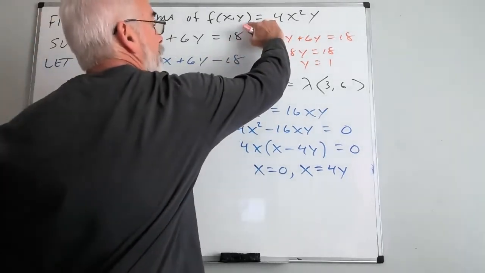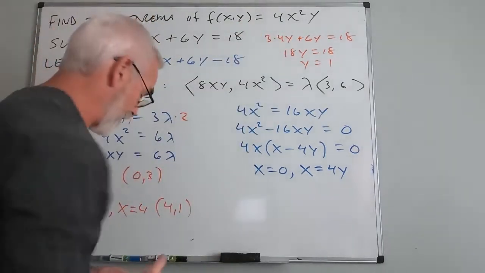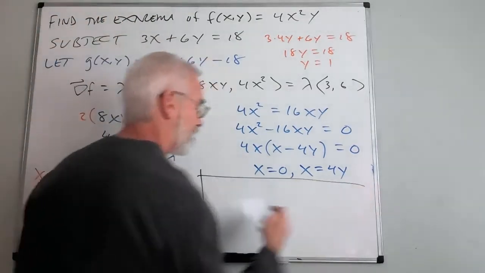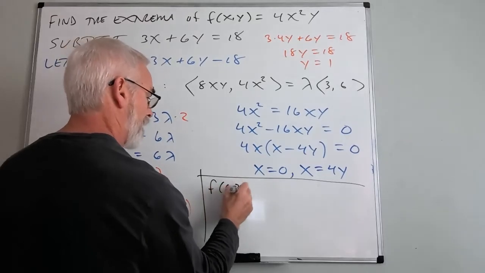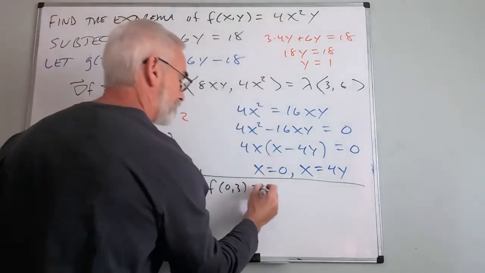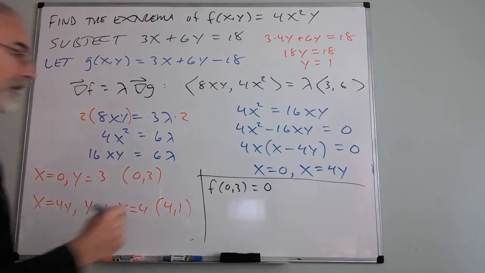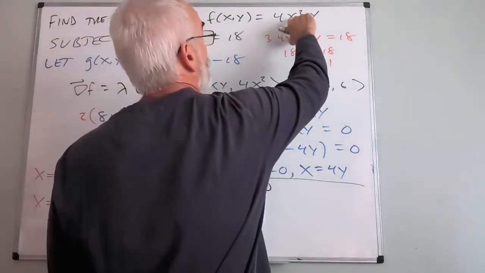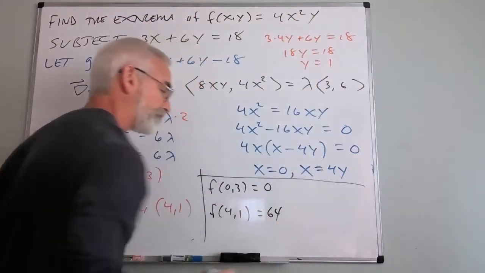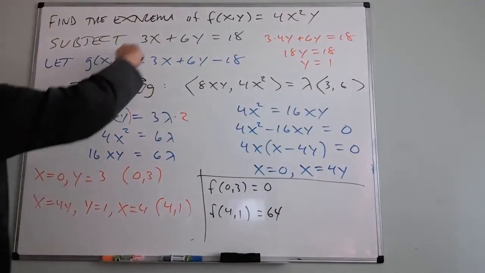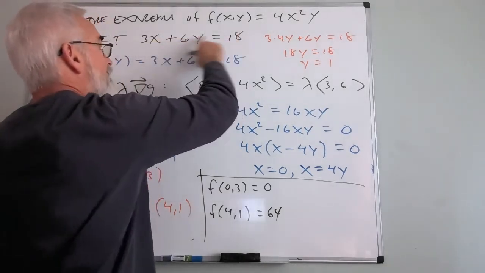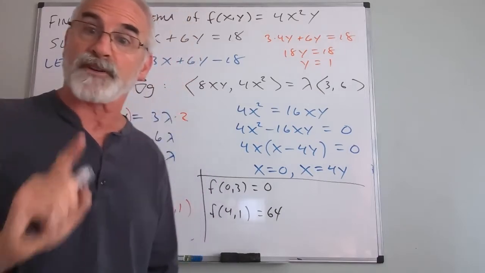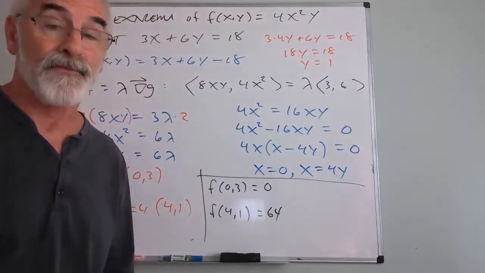I'm going to substitute them into the function that I am actually maximizing or minimizing. So let's start with f of (0, 3), which is 0. F of (4, 1) is 4 times 4 squared times 1, which is 64. Beautiful. Subject to this constraint that every ordered pair must be on this line. And you do realize if every ordered pair is on that line, then most of the time your ordered pairs are going to have opposite signs. The vast majority of the time.